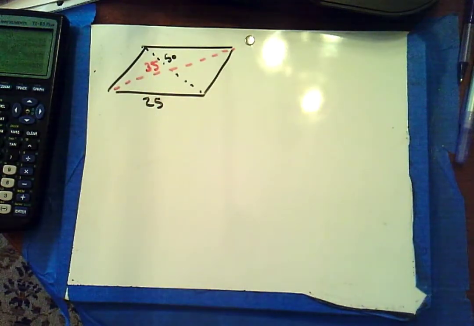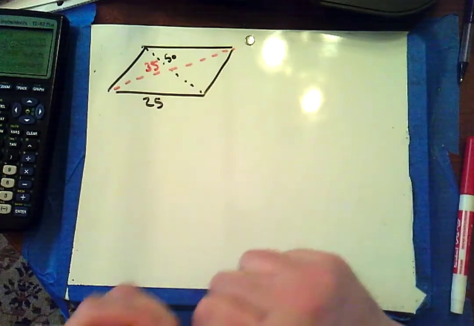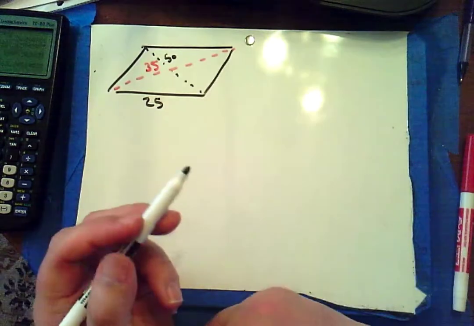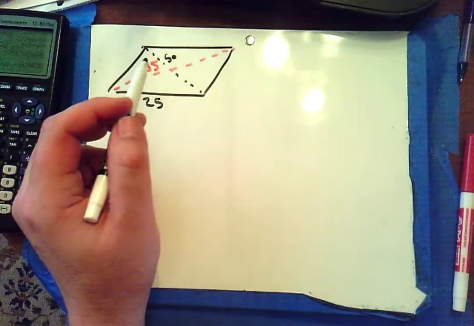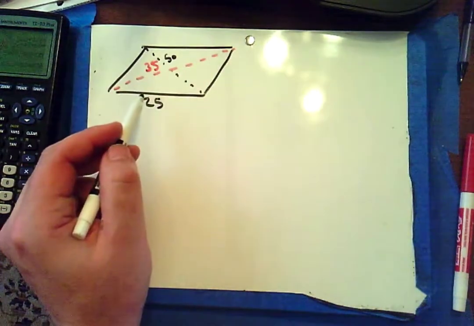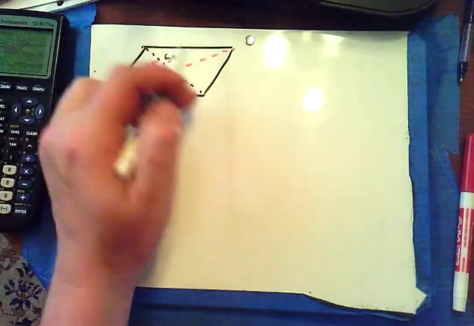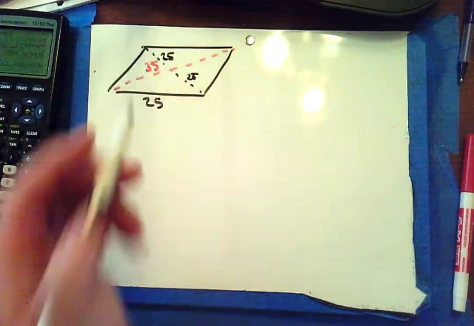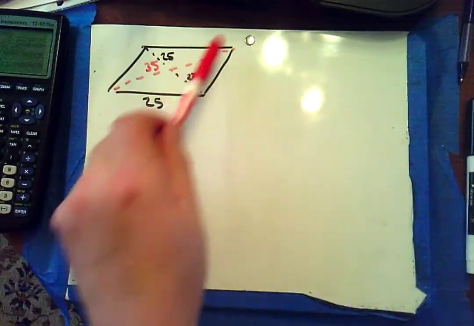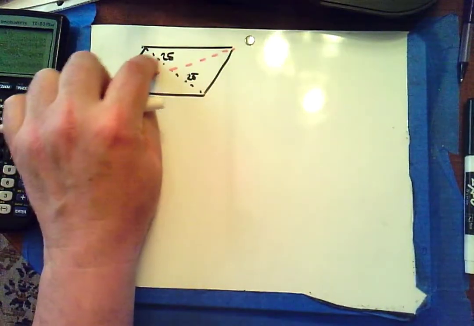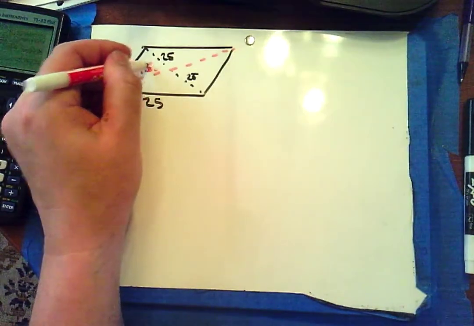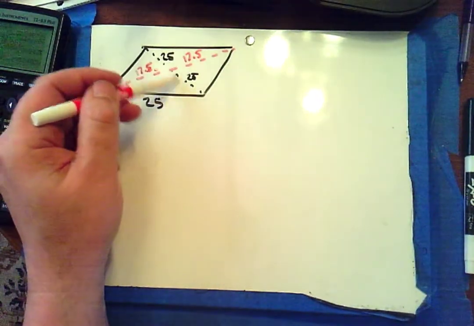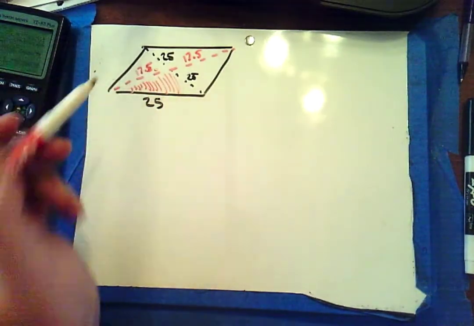So, yeah, I've got sides, but I don't see three sides of a triangle, and I certainly don't see any angles. And so my recommendation is that you remember that the diagonals of a parallelogram bisect each other. So even though this whole diagonal is 50, I know that this is 25 and this is 25. And even though this whole diagonal is 35, I know that this is 17.5 and this is 17.5. And now when I look at it, I see, oh, I've got side, side, side here.